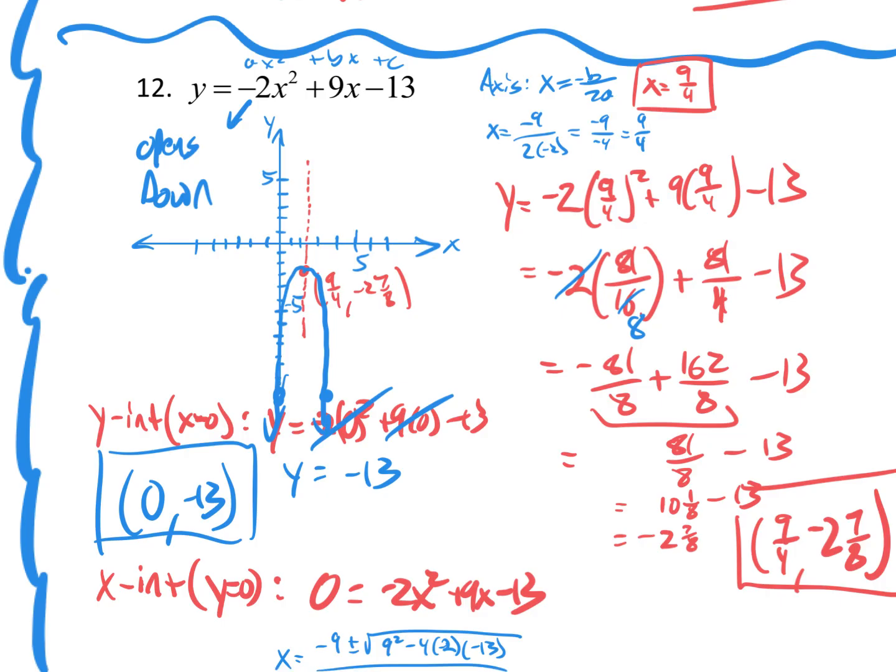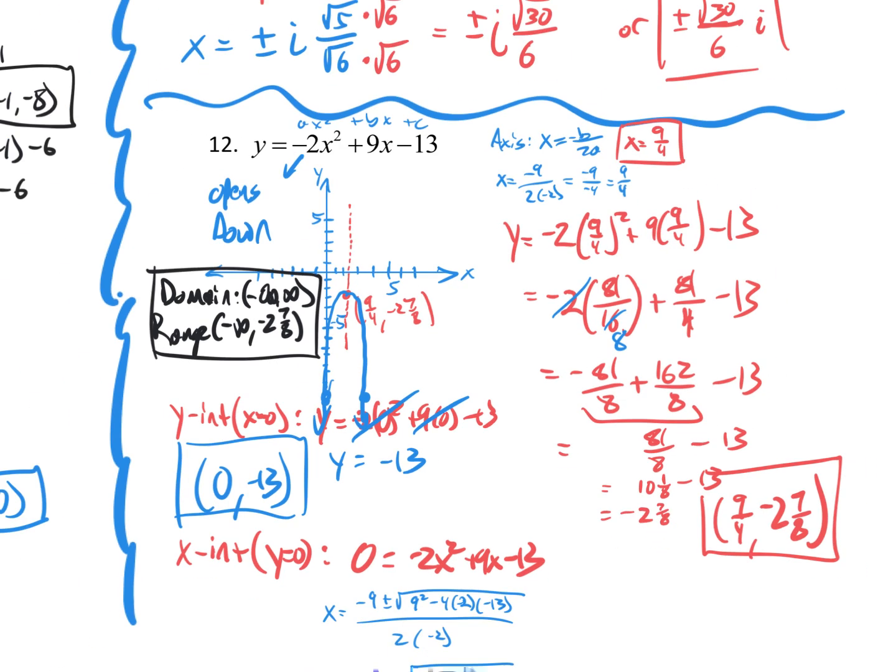So let's finish this off with our domain. Domain is always, for a quadratic equation, negative infinity to infinity. You can put anything you want for a quadratic equation. The range, well, it goes down to negative infinity, but the y value goes up to, what is that, negative 2 7/8. All right, so there's our domain and our range. I think we found all the goodies there.